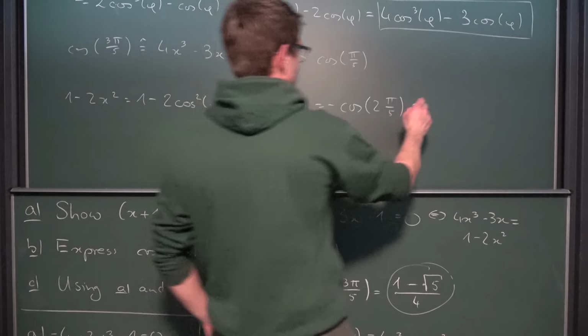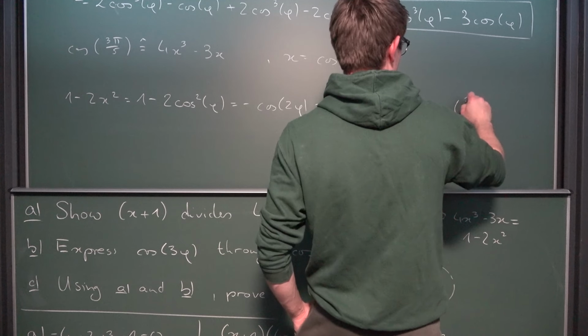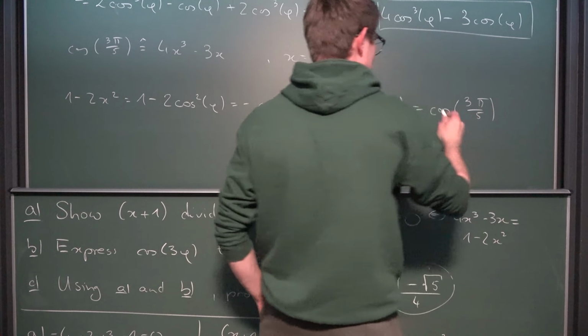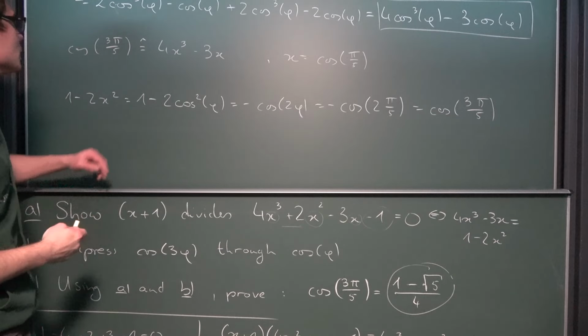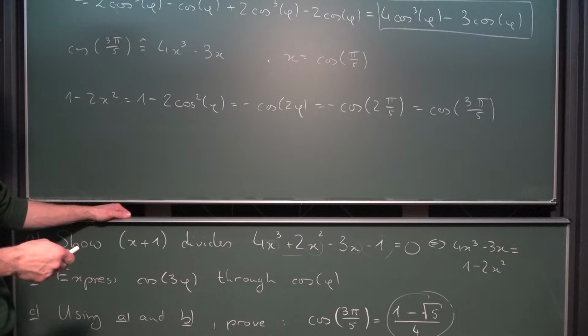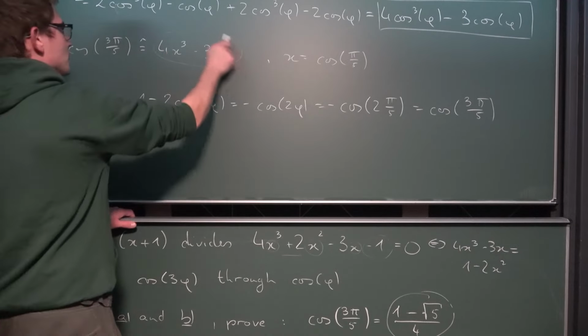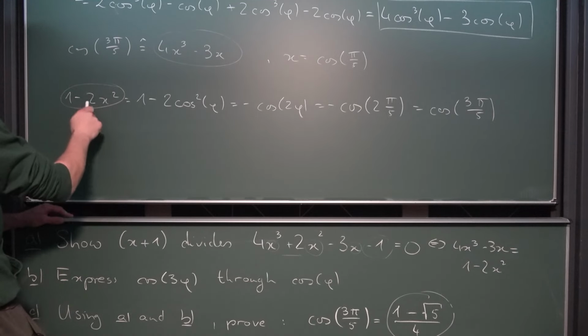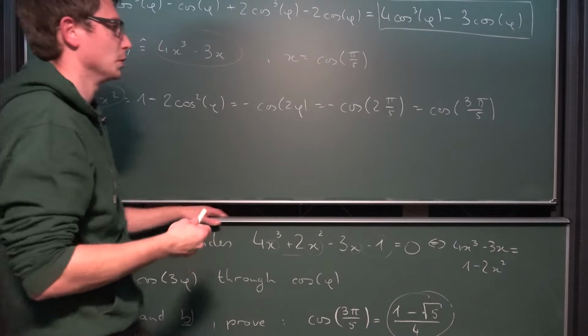And this must be equal to the cosine of 3 pi over 5. And if this is the case, then we are basically done. Because then we have shown that this part is equal to this part, and hence it's the root of the polynomial, right?